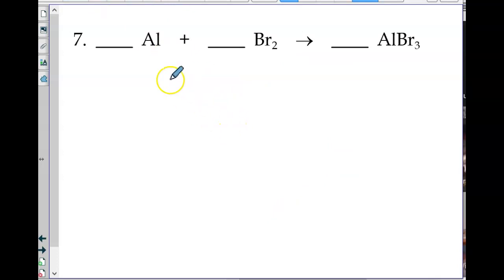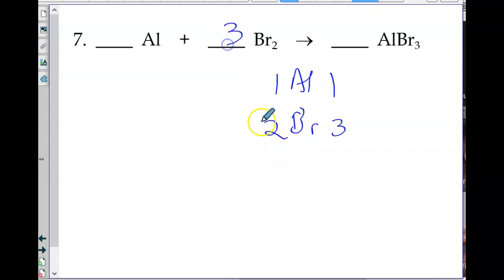Okay, number 7 then. Number 7, we have aluminum and bromine. We have 1 aluminum and 2 bromines, 1 aluminum and 3 bromines. So aluminum is great, but bromine has a 2, 3. Smallest number 2 and 3 have in common is 6. So I'm going to put a 3 here, which makes the bromine down here go to 6 on the left. Put a 2 here, which makes, yes, bromine go to 6, but aluminum go to 2.